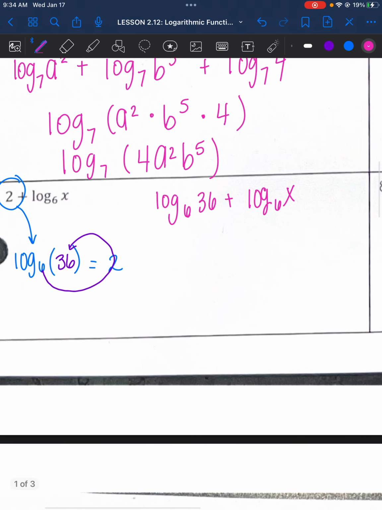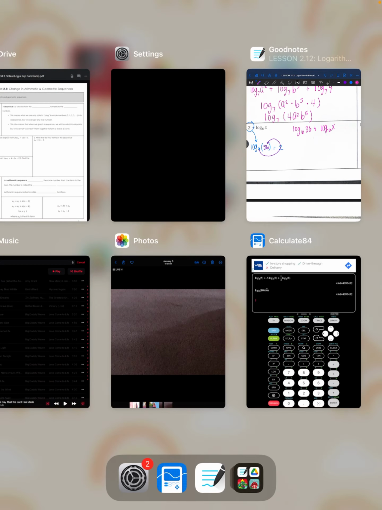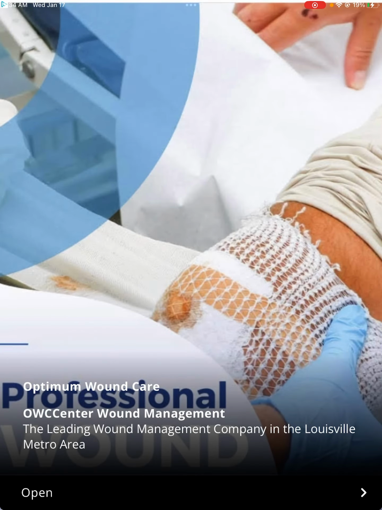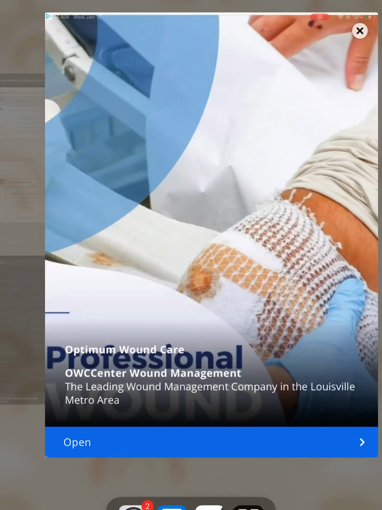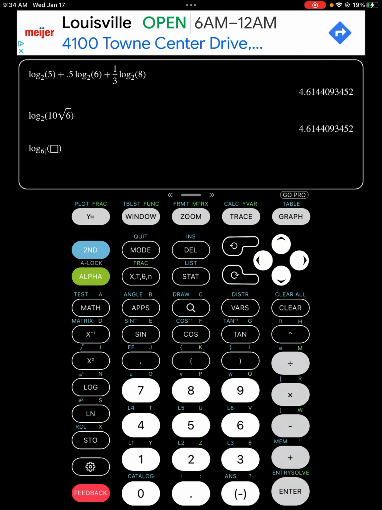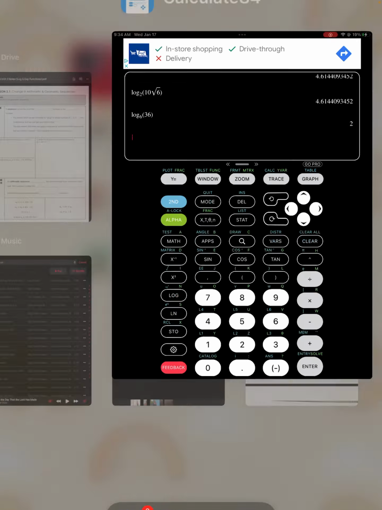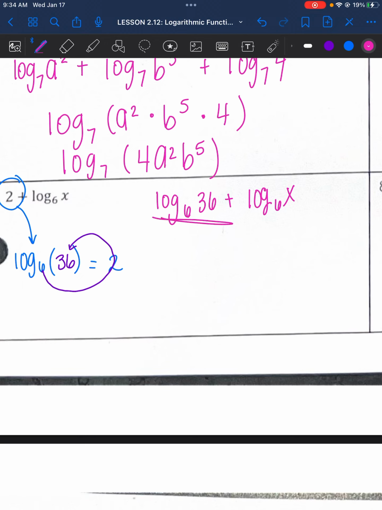So what I've done is I have changed this 2 to have a log base 6. And if I type in my calculator, log base 6 of 36 is 2. So I can do that. I just had to make sure what I wrote here was in fact equal to 2. And now I can condense this into one log by making it log base 6 of 36x.